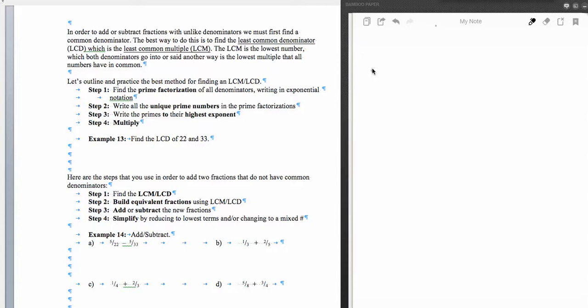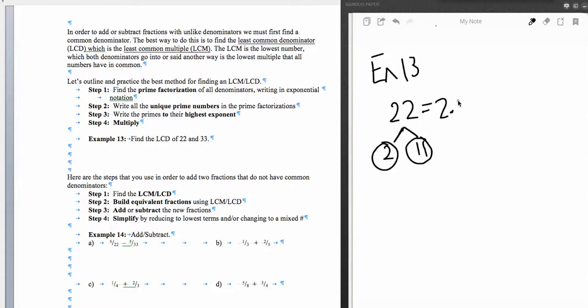So we're going to be doing example number 13 over here. For example number 13, we have 22 and 33. So 22 looks like 2 times 11. And 2 and 11 are both primes, so we're going to write that down just like that. So 2 times 11. Now we'll do 33 the same way. 33 looks like 3 times 11. And 3 and 11 are also both primes, so we'll circle both of those. So we have 3 times 11.